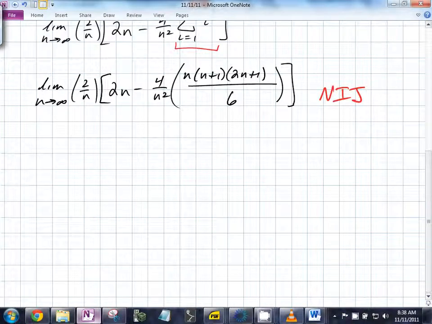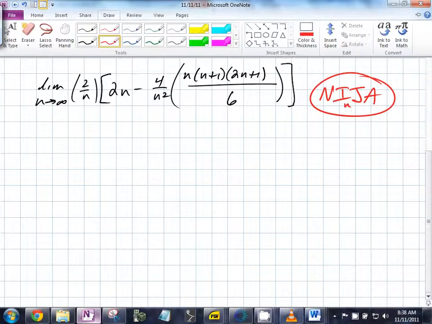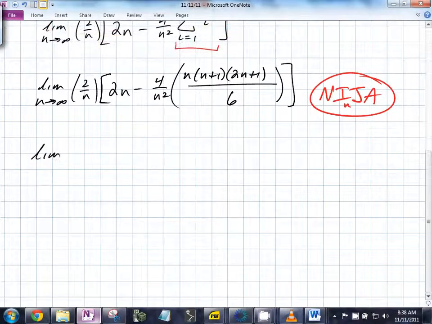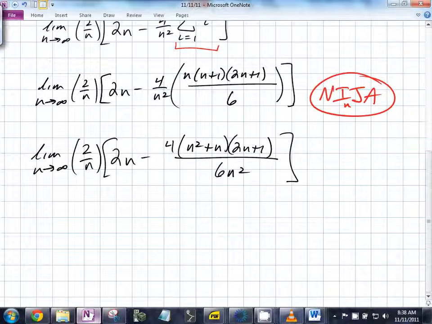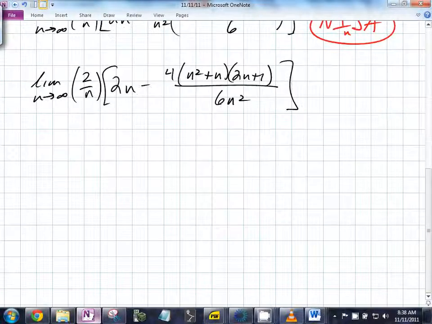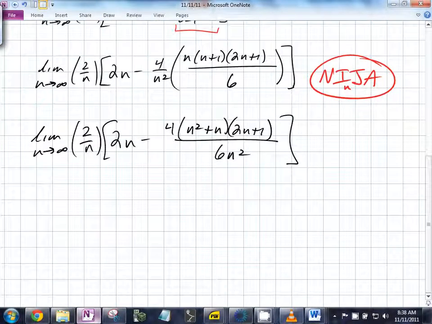Yeah, now it's just algebra. Ready? Okay, now it's just algebra. The limit as n goes to infinity of 2 over n times 2n minus 4 times n squared plus n times 2n plus 1 all over what? 6n, thank you. 6n squared.